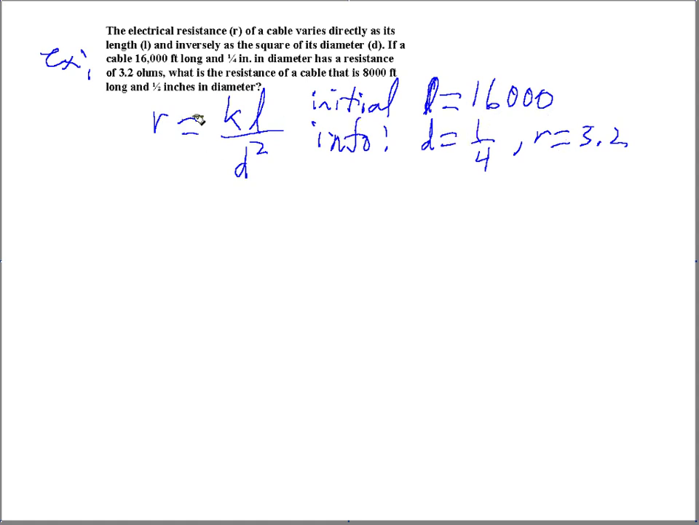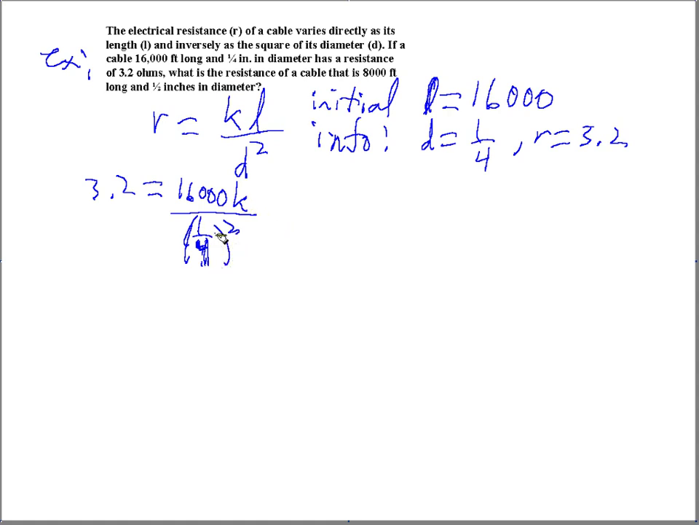All right, let's plug these three numbers in to get K. So R, 3.2, is equal to L, 16,000, times K, so 16,000 K, divided by D squared, 1/4 squared, or 0.25 squared if you want to. That's 1/4 right there. Sorry about that, Sketchpad giving me some trouble again, but 1/4 right here.